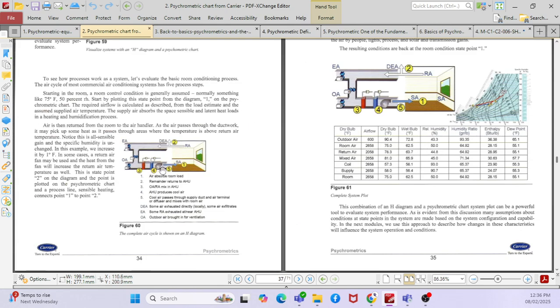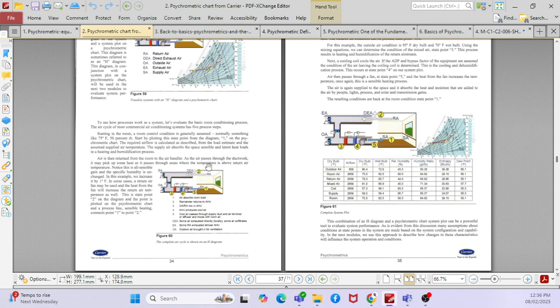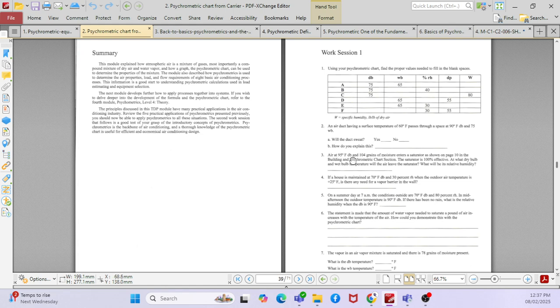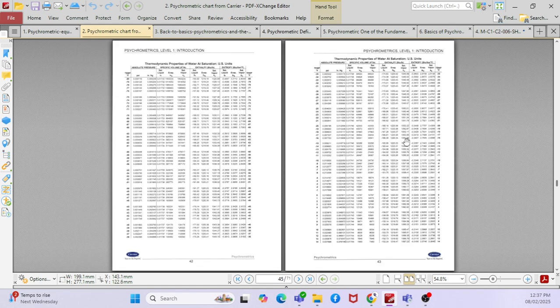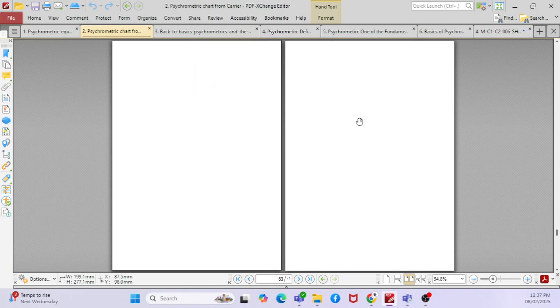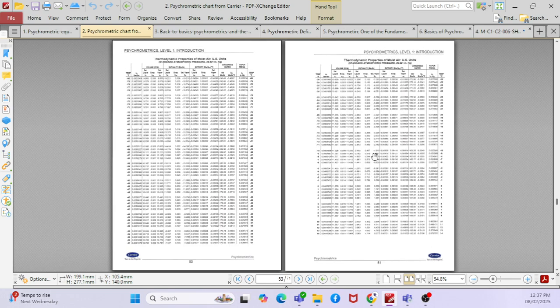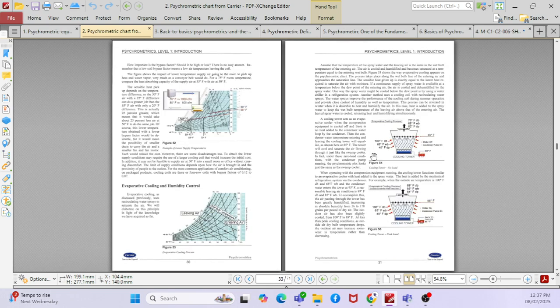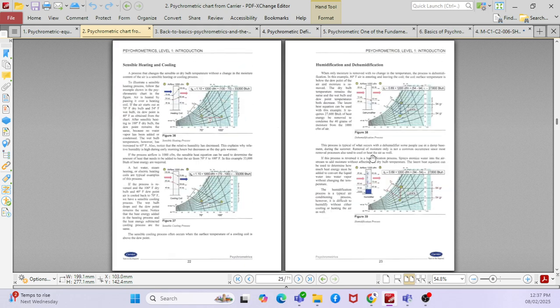Okay, so this is a very good guideline for you to design, especially if you are with a manufacturer, you should understand the complete psychometric process. And here also they have given some examples for you to practice, thermodynamic properties of water saturation. And how to measure, there are some examples here. So you can go through this particular guideline. You can become a master in psychometrics. Is that clear? Okay, yes, sir.